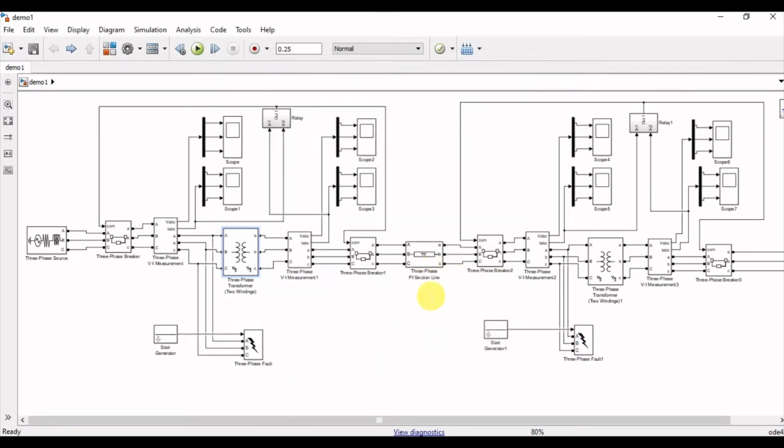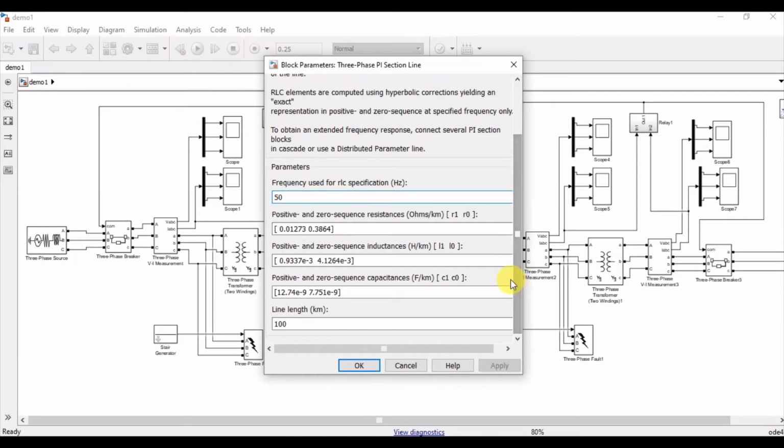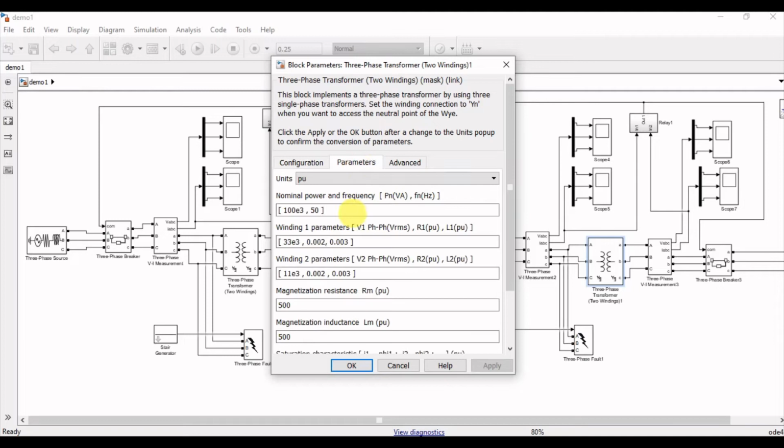After that we are having a transmission line. So these are the parameters of transmission line. The frequency is 50 Hz and the length of the transmission line is 100 kilometers. After that moving towards the step down transformer. So these are the parameters of step down transformer. It is having a nominal power of 100 kVA and the high voltage winding is having a voltage of 33 kV while the low voltage winding is having a voltage of 11 kV.